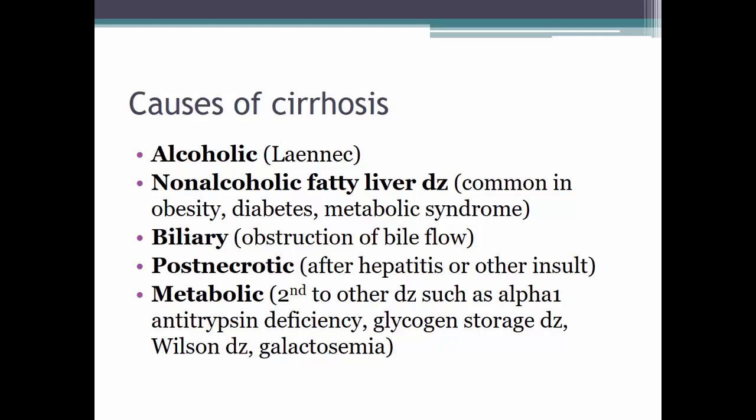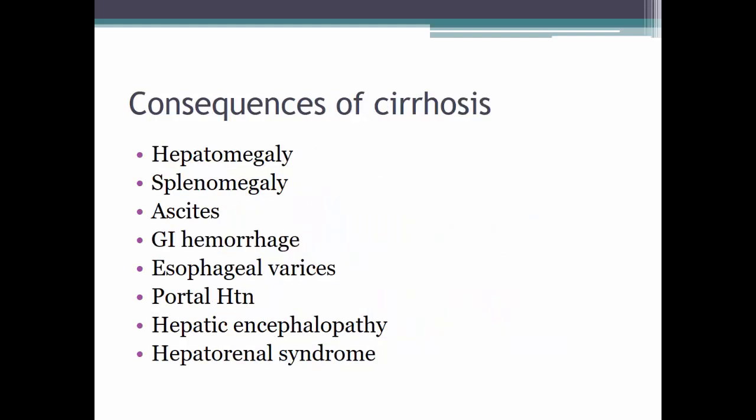Causes of cirrhosis could be alcoholic, which is called alcoholic cirrhosis, is the most common, but patients could develop non-alcoholic cirrhosis of the liver or fatty liver. This is basically due to obesity. It could be due to uncontrolled hypertension and also metabolic syndrome. Patients with hypertension, hypertriglyceridemia, and diabetes as well. Also, patients could develop cirrhosis of the liver due to obstruction of bile flow, due to hepatitis, due to other metabolic disorders such as Wilson's disease, galactosemia, pancreatitis, and even congenital deficiency of glycogen storage.